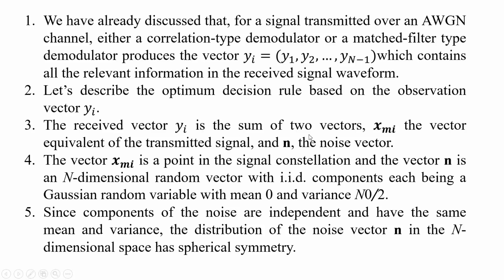The received vector yi is the sum of two vectors, xmi and the noise vector n. Here i is the index for capital N, the dimensions of the basis functions, and small m is an index for the number of signal points in the signal set. So yi is the sum of xmi, the vector equivalent of the transmitted signal, and of course the noise vector. The vector xmi is a point in the signal constellation, and the vector n is an n-dimensional random vector with IID components, identically independent and identically distributed, each being a Gaussian random variable with mean 0 and variance N0 by 2. Since components of the noise are independent and have the same mean and variance, the distribution of the noise vector n in the n-dimensional space has spherical symmetry.